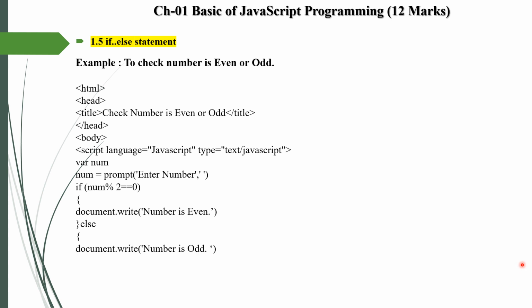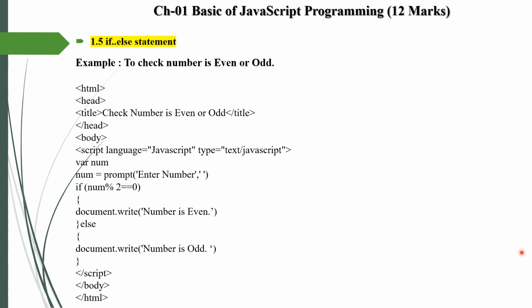Then if the condition is false, the else part is executed. In this part, simply, we change the message to number is odd. So if the condition is true, then number is even, and if the condition is false, then number is odd. Then we close the script tag, then we close the HTML tag, and then we close the body tag.